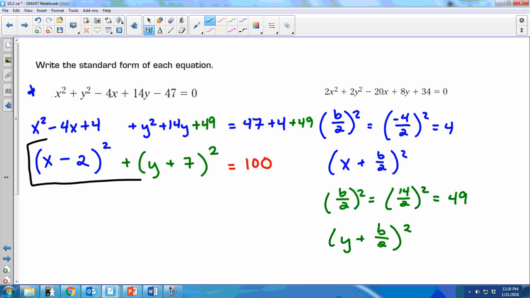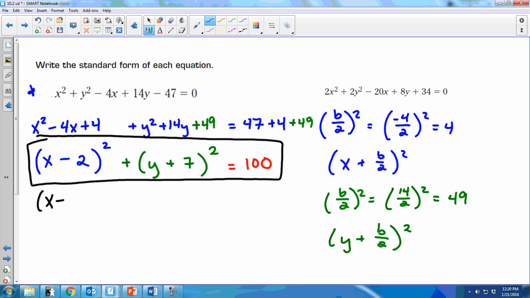This is the standard form of the equation. I should be able to ask you questions now that you can answer. So I'll remind you what the original equation of this circle is. What would the center be of this circle? Almost. Almost. 2, -7. We're getting close.